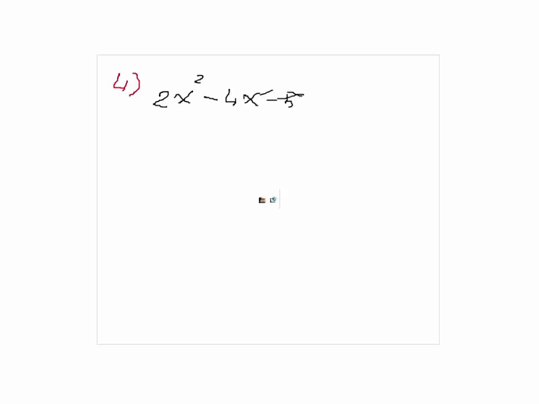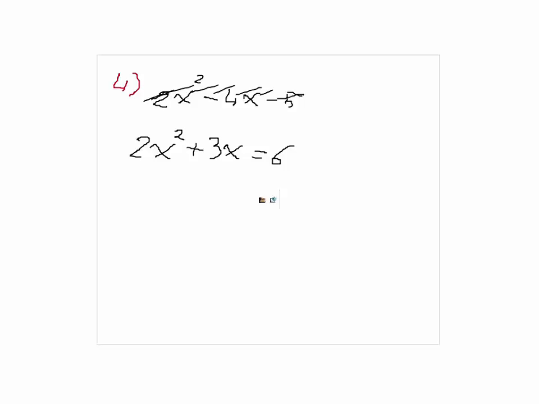So number 4 is 2x squared plus 3x equals 6. The best way to solve this type of quadratic equation is to rearrange it into standard form.